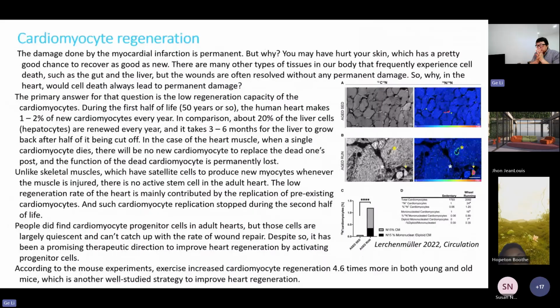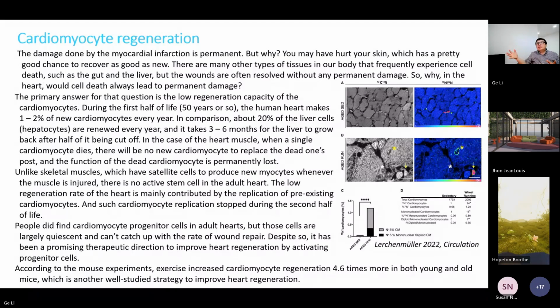Then, since we talk about the cardiomyocytes, the heart is an organ that lasts really long. That's one of the good features of the heart muscle. But another side of the cardiomyocytes is that they rarely regenerate.